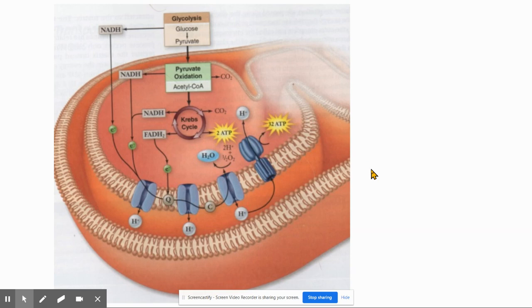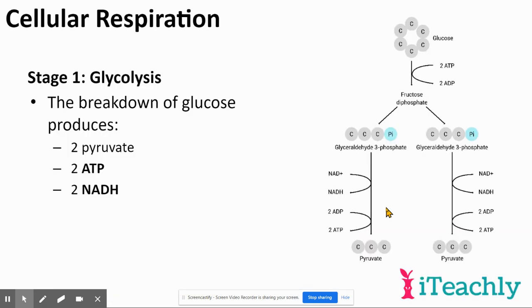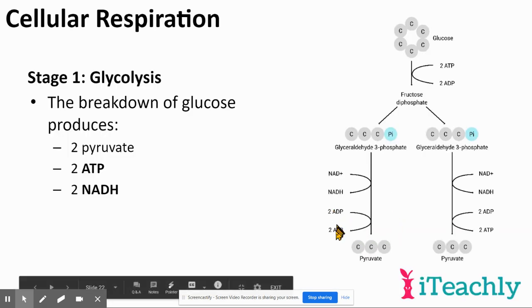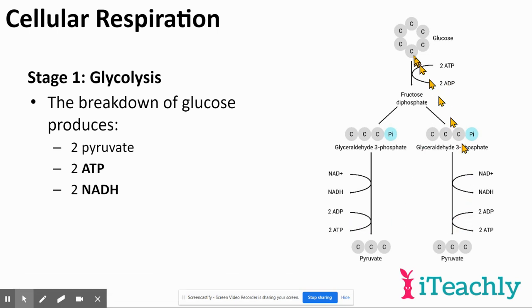Oh, I know why that is 2. Okay. So it's 2 because there's 2 ATP here and there's 2 ATP here, but it actually costs you 2 ATP up here. So here's 4 that you made and 2 that cost you. So 4 minus 2 is 2. I'm sorry. That's right. I knew that.